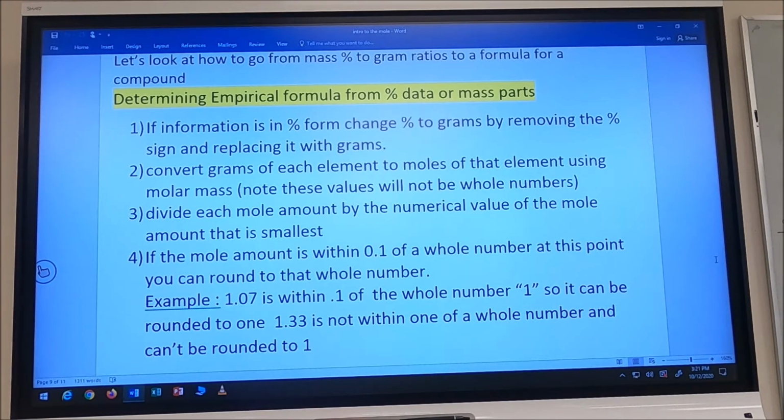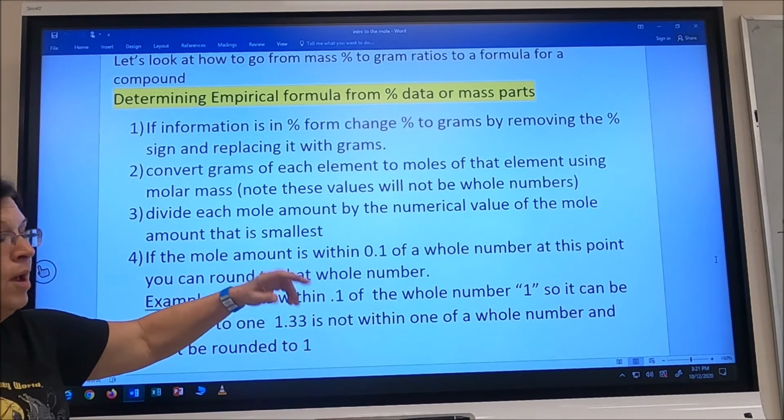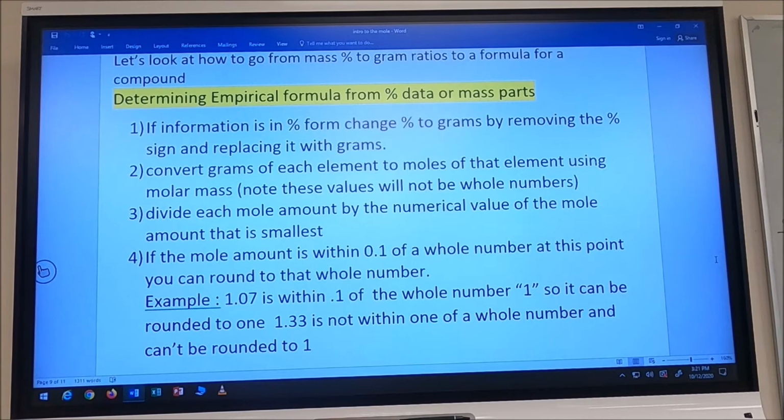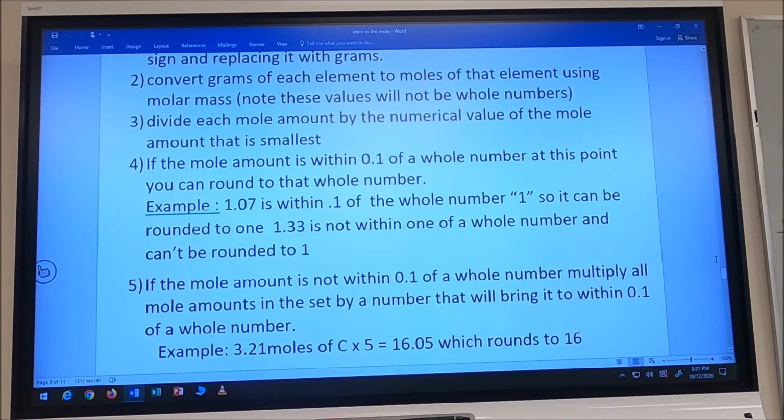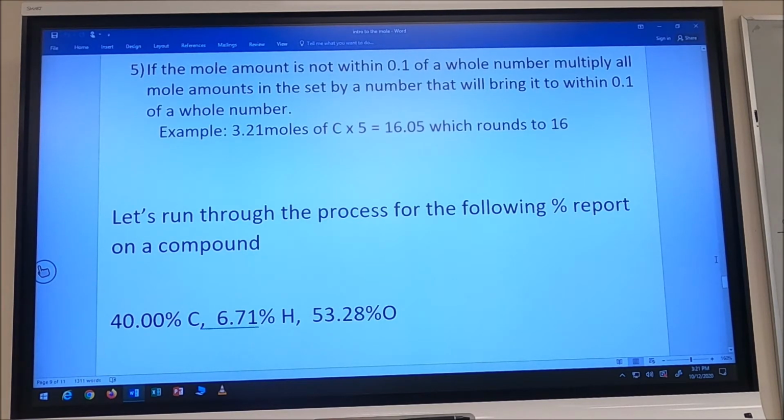What we're trying to do is create a whole number ratio. If the mole amounts after you've done step 3 are within 0.1 of a whole number, you can round to that. So if I had 1.07, it's within 0.1 of a whole number, I could round that to 1. But if it was 1.33, that's not within 0.1 of a whole number, I can't round.